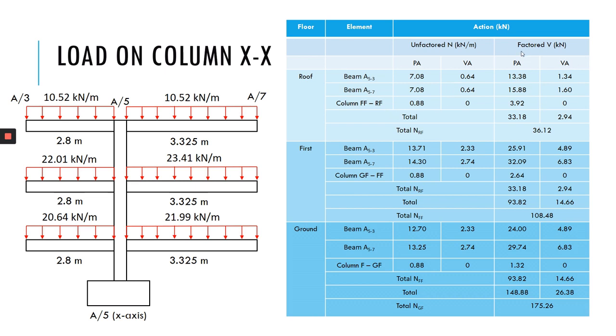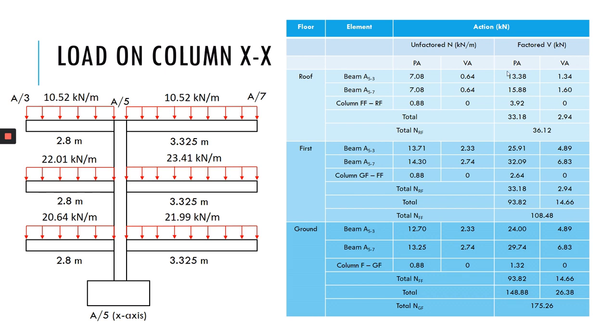So how do I calculate this factored load? Okay, so the first one, we have to go for beam A53, which is 2.8 meter length. So the permanent action here is equal to, because the unfactored load is in kilonewton per meter, we have to calculate the reaction here in kilonewton. So reaction here is WL over 2.